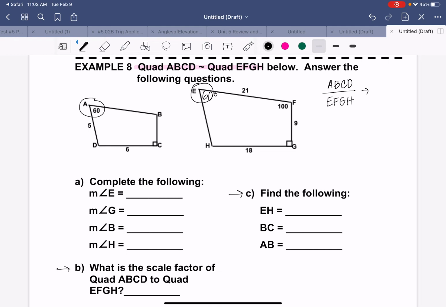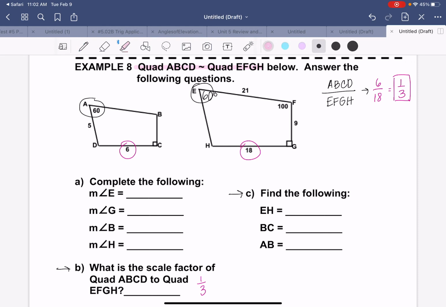Well, we have to pick two sides, and right now we have 6 and 18, so it's going to be 6 over 18, which simplifies down to 1/3. I know I'm going fast, but I also don't want you here forever. Okay, so our scale factor is 1/3. So when we're trying to find EH, BC, and AB, you're going to use 1/3.